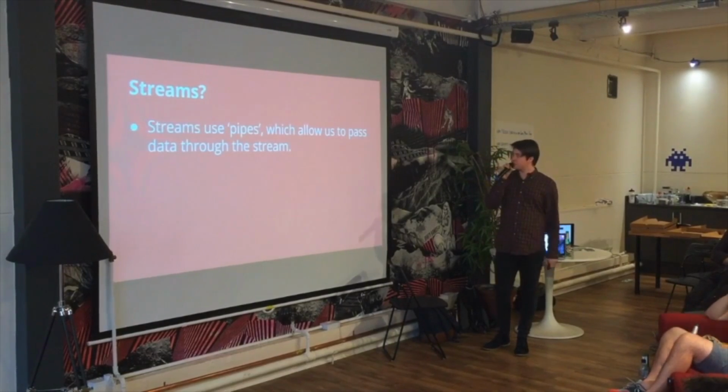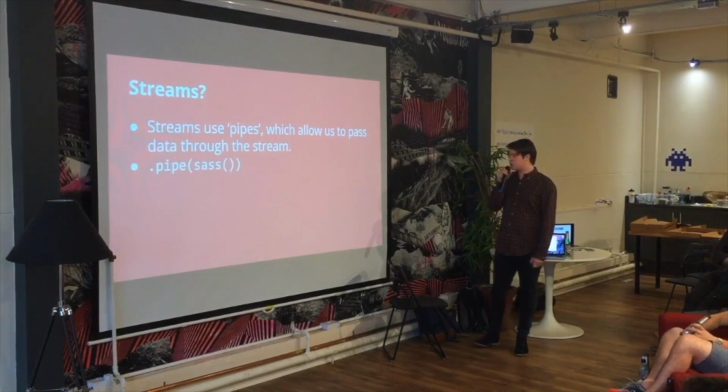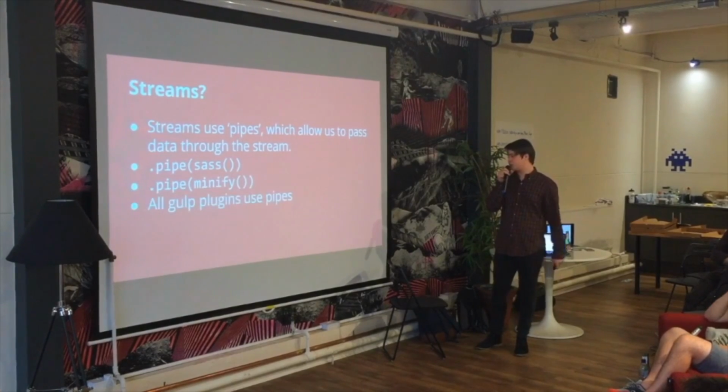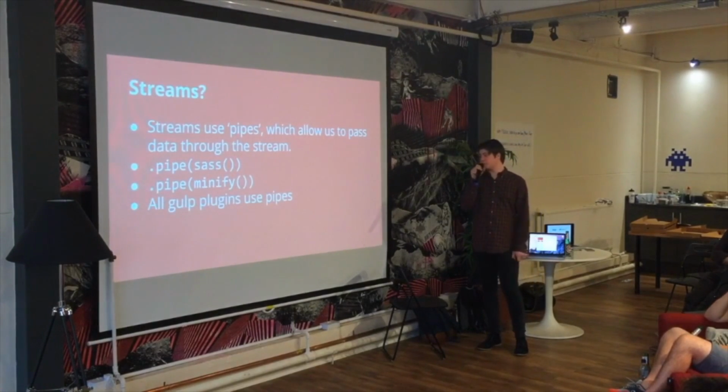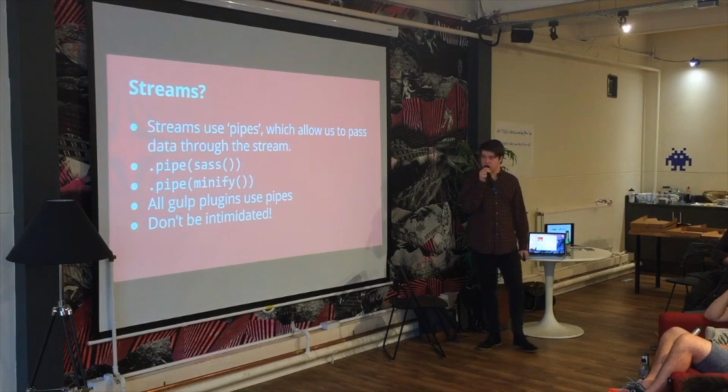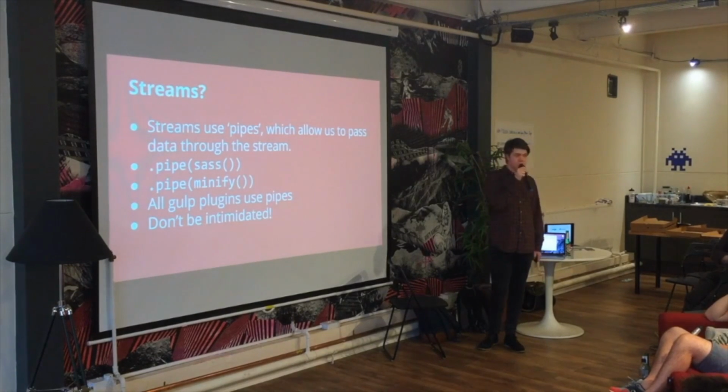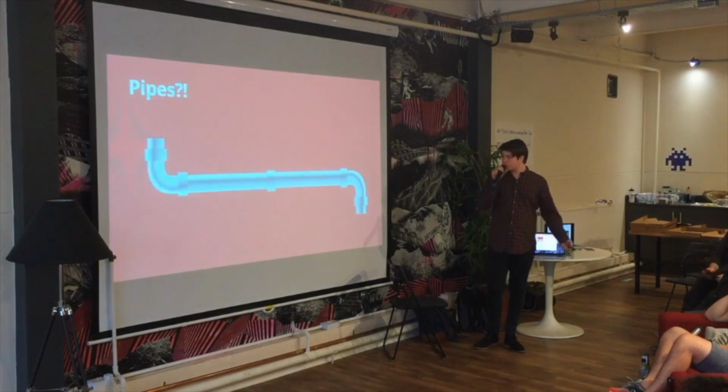So streams use pipes, which allow us to pass data through the stream. For example, pipe Sass, pipe anything. Not all Gulp plugins use pipes. You shouldn't be intimidated by this. Once you get the hang of it, it's really easy, you know what it means, and even still you can work around it pretty comfortably. So what's a pipe? Like a stream, it is literally like a pipe.